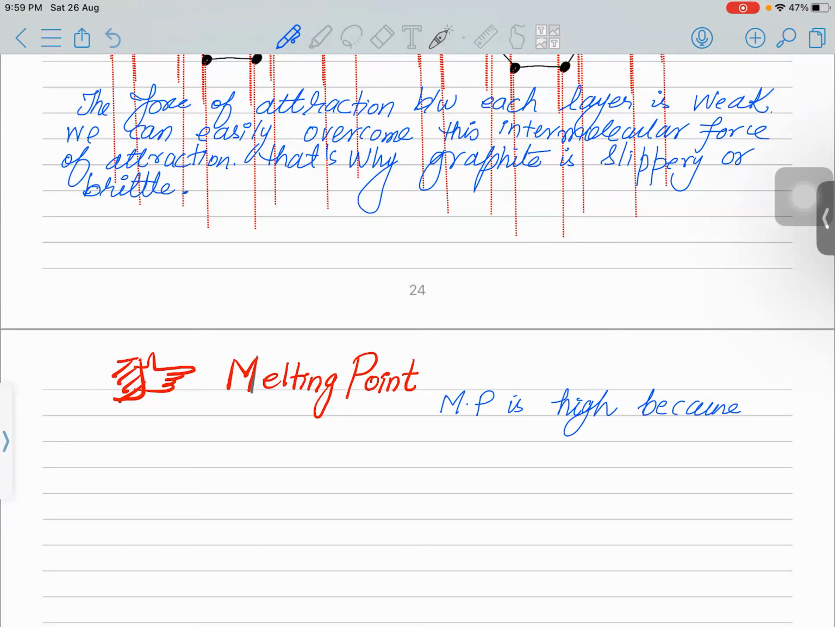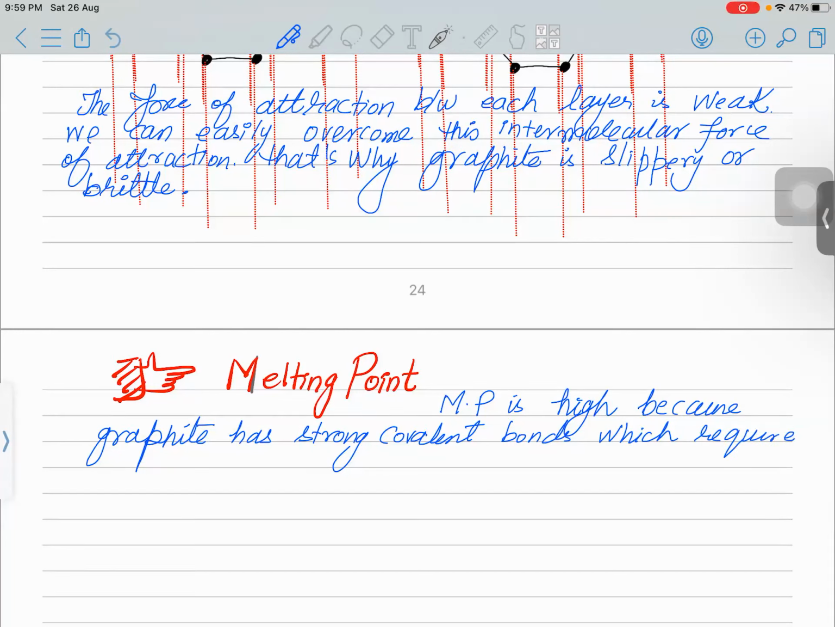Very good. Melting point is high because graphite has strong covalent bonds which require a large amount of energy to break.